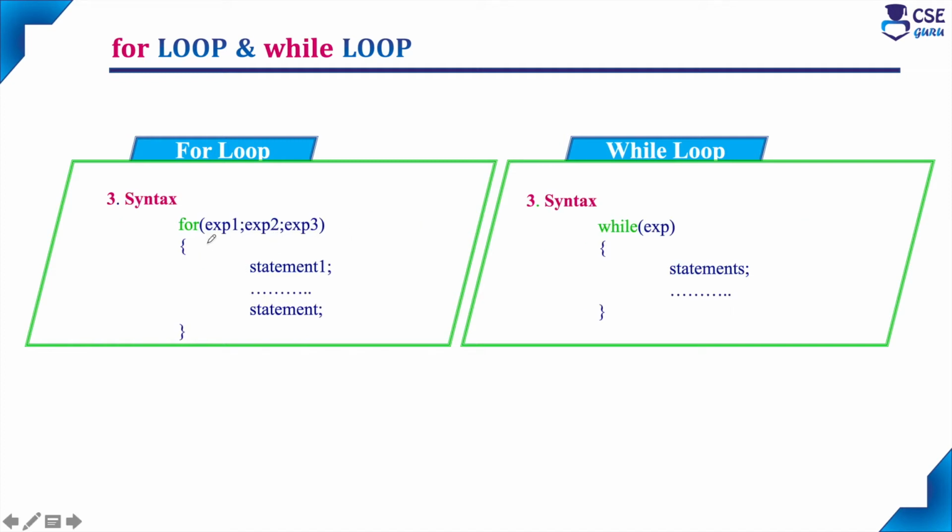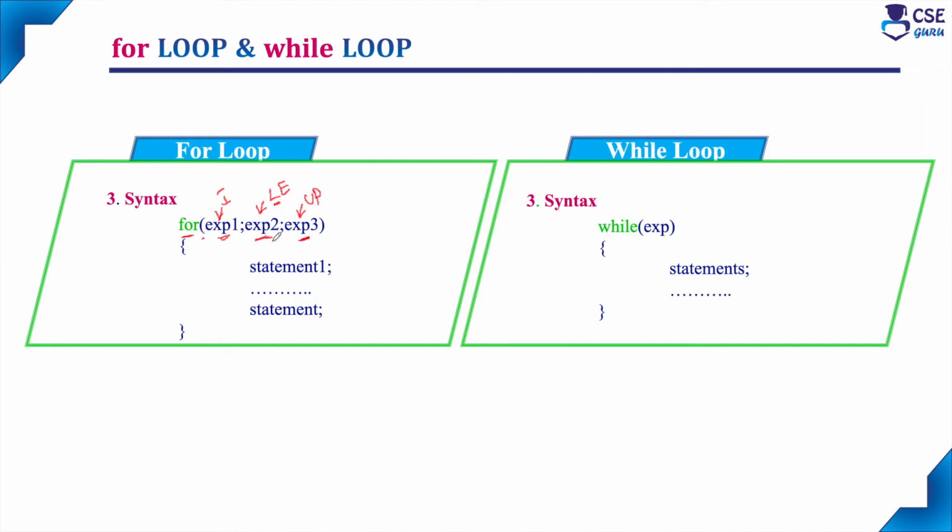Next, the syntax of for loop. For is a keyword. Immediately after this keyword, open parenthesis and closed parenthesis. Within this parenthesis, three expressions we need to specify. Each should be separated by semicolon. Expression 1 is nothing but the initialization. Expression 2 is nothing but the loop expression, that is condition checking. And expression 3 is nothing but the loop updation.